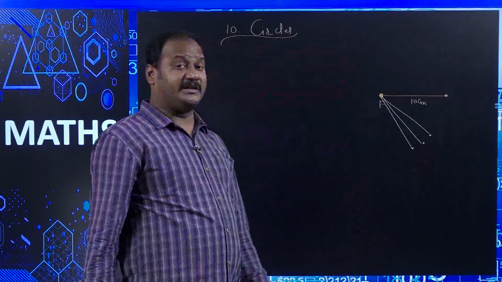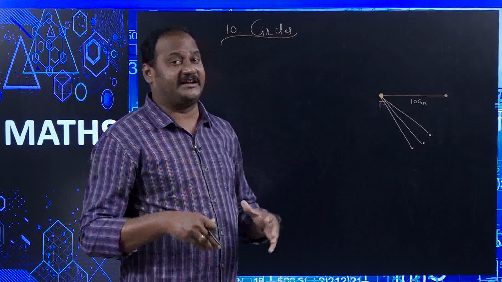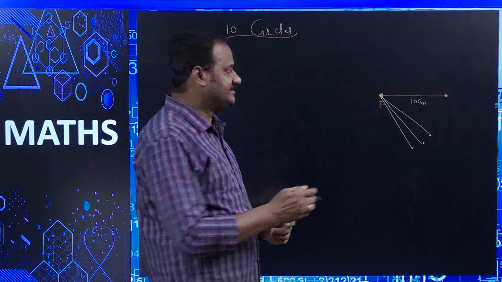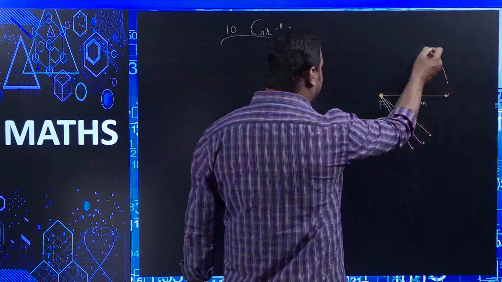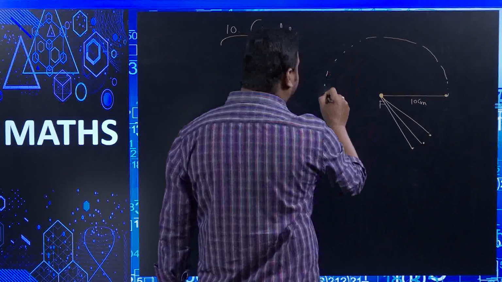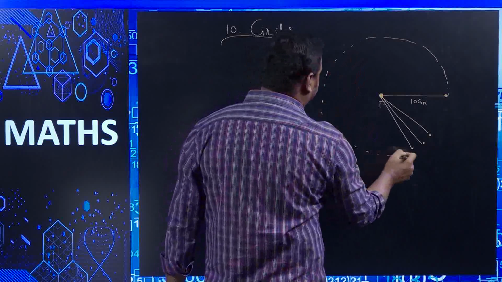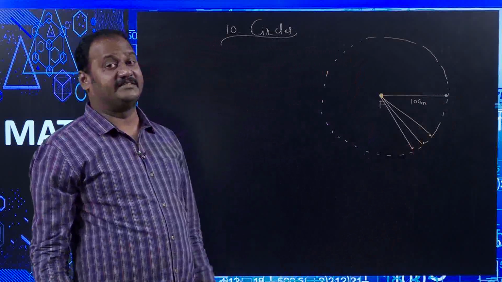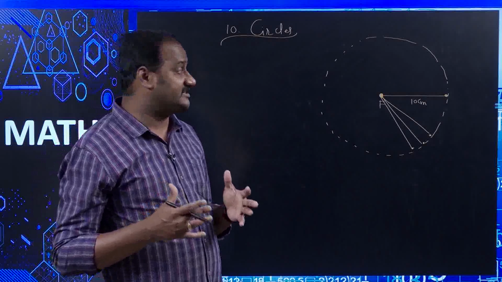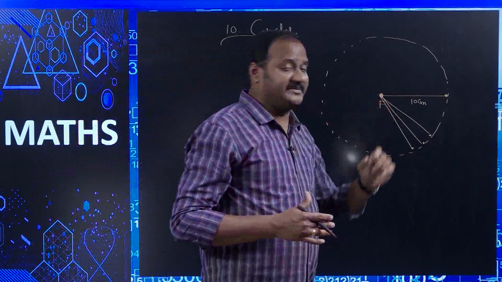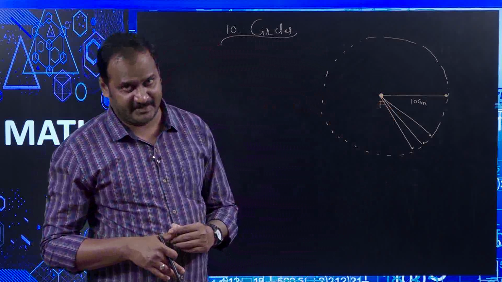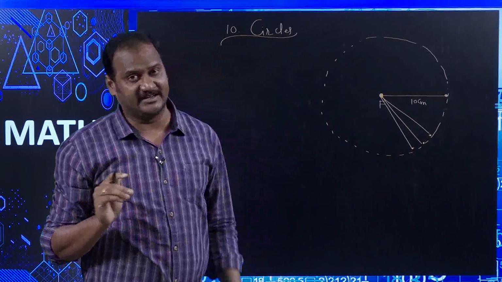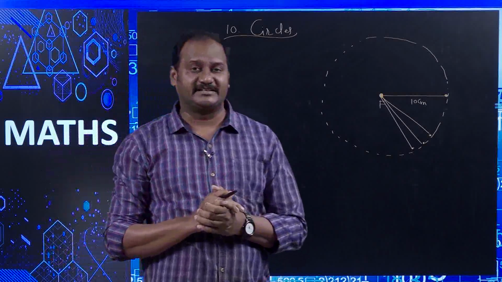Like that, how many points can I find which are at exactly 10 centimeters distance from the fixed point? All these points are at 10 centimeters from the fixed point. How many points are there? Obviously there are infinitely many points which are at 10 centimeters distance from the given fixed point. So all these points together constitute a circle. So how do I define a circle?